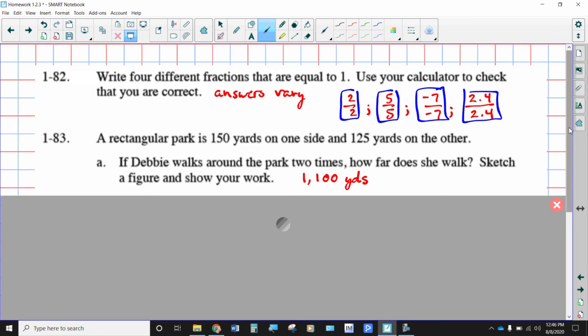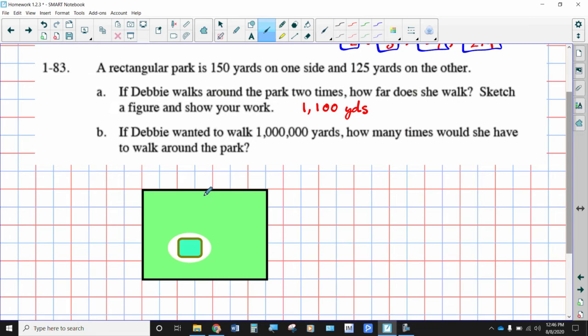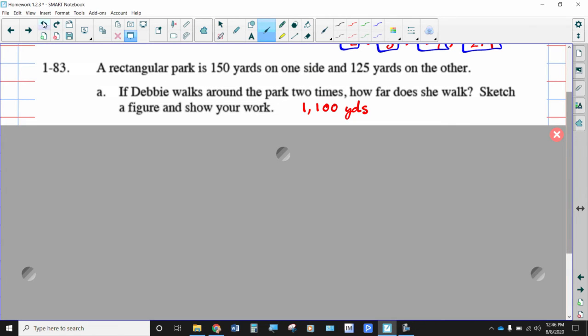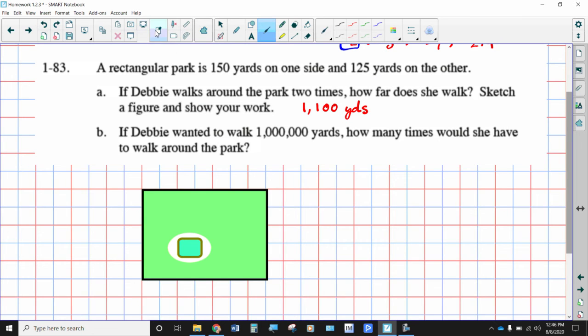And the rectangular part. If we've got this rectangular part that I've drawn here, oh, what happened to it? Hold on. Oh no, I lost my artwork. Oh well. This is a rectangular park that is 150 yards in this direction and 125 yards in this direction. And it says that if Debbie walks around the park 2 times, how far will she walk? Well, that's where we have to figure out what the perimeter is.